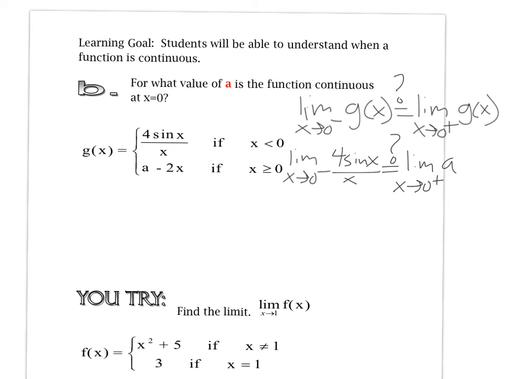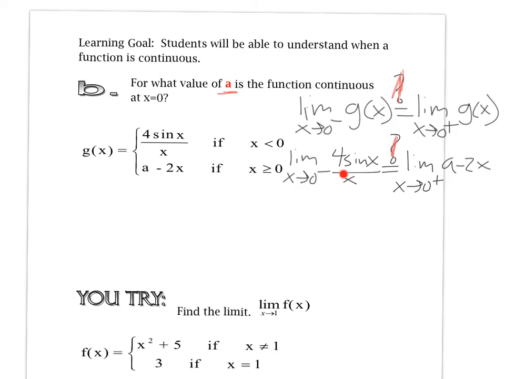And that's going to be a minus 2x. Oh, my bad. Actually, we're not asking if it's equal. We're setting it equal, so you can erase this. We're setting it equal because we're going to find out what value of a makes it continuous. So let's go ahead and set them equal, and let's solve.